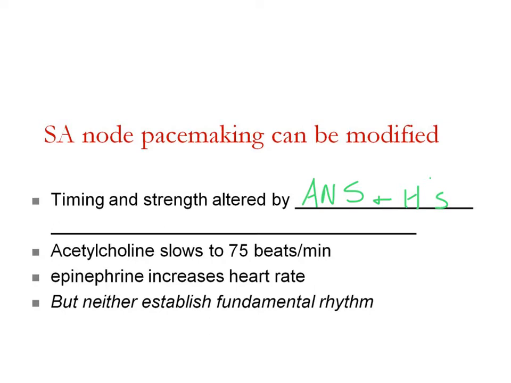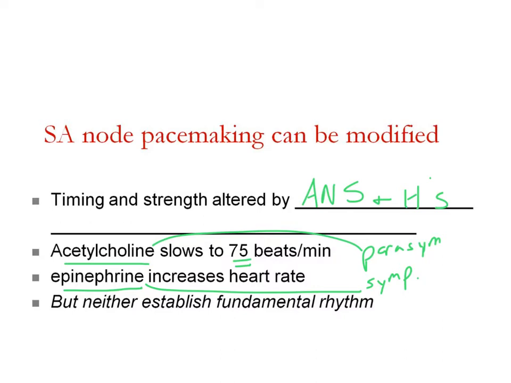All right. Acetylcholine can slow the heart rate to 75 beats per minute. Okay. Who releases acetylcholine at the effector? Parasympathetic nervous system. If you remember, sympathetic postganglionic neurons secrete norepinephrine. In this case, the effector would be the pacemaking cells of the SA node, to slow the heart rate. Epinephrine is released by the sympathetic nervous system, okay, and that will lead to an increase in heart rate. But if your SA node is toast, no amount of epinephrine will raise your heart rate. The SA node has to be pacemaking on its own for it to be modified at all.